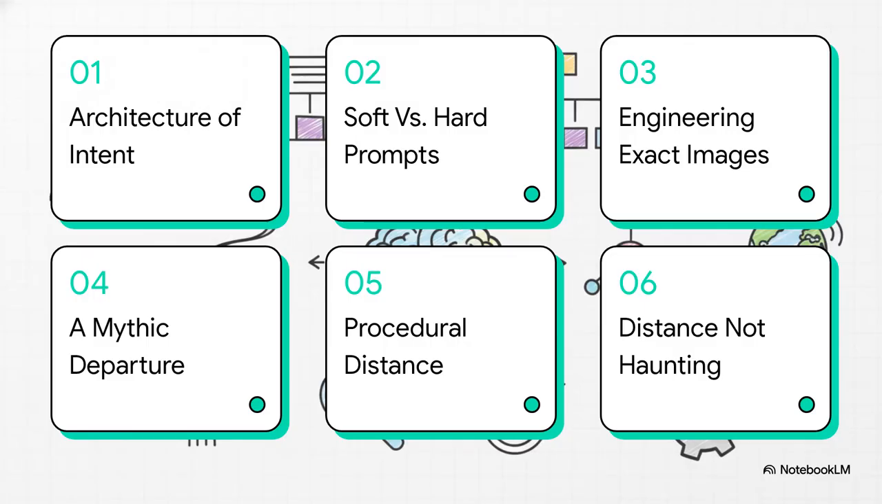Here's our roadmap for today. We'll hit the architecture of intent, soft versus hard prompts, engineering the exact image, prompting a mythic departure, the necessary procedural distance, and wrap up with distance instead of haunting. Let's get right to it.